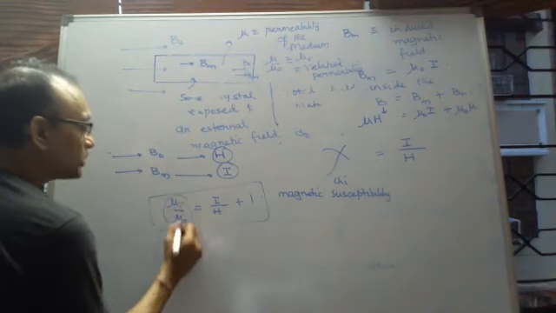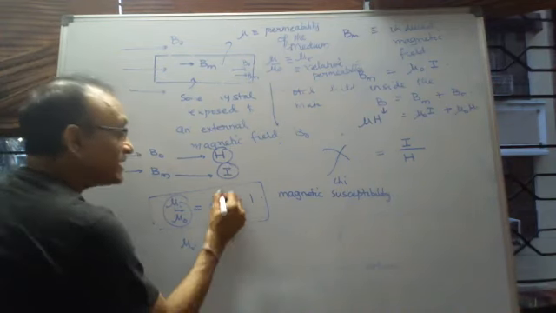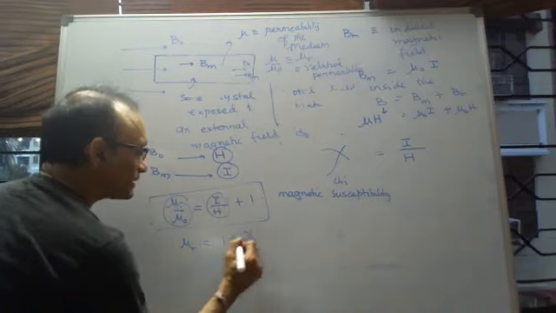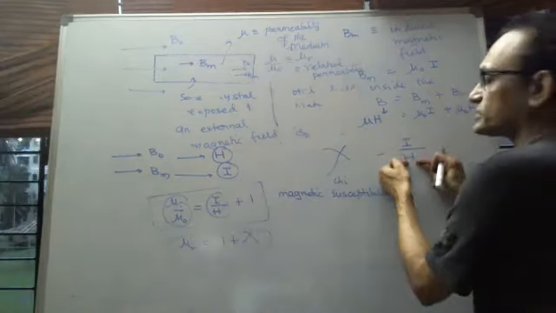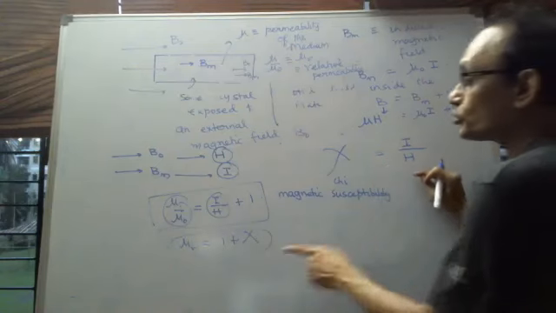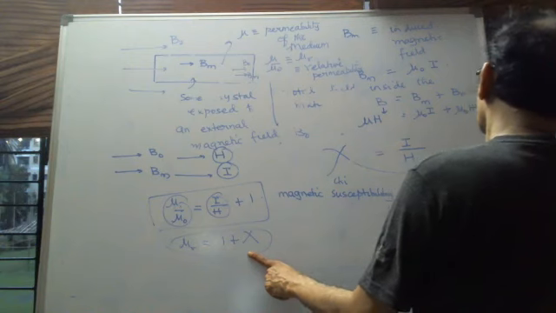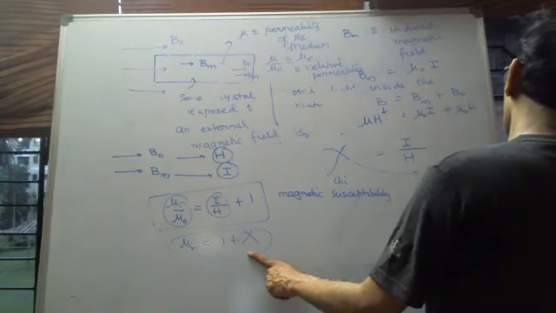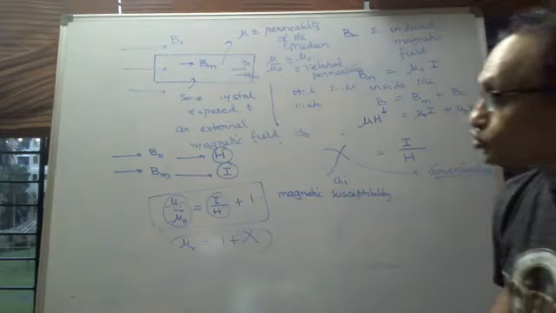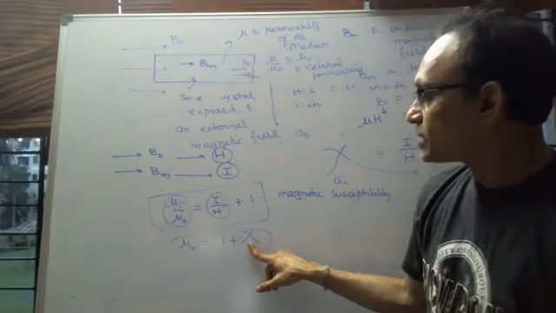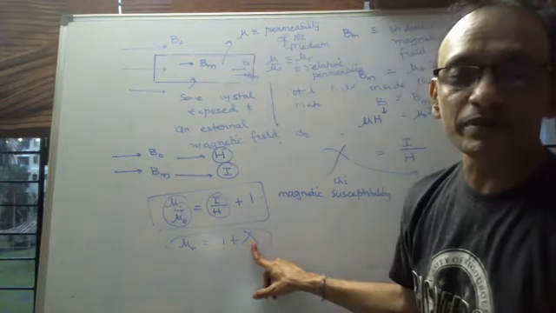But mu by mu naught is the relative permeability, and this is 1 plus chi, the magnetic susceptibility. Chi is clearly dimensionless, since I and H have the same dimension. So if you know chi for a material, then relative permeability mu r is 1 plus chi.